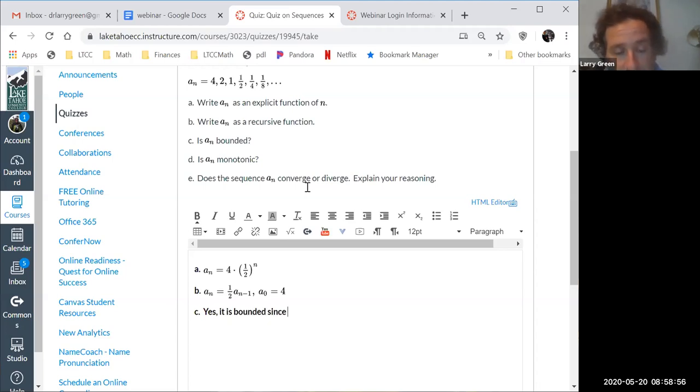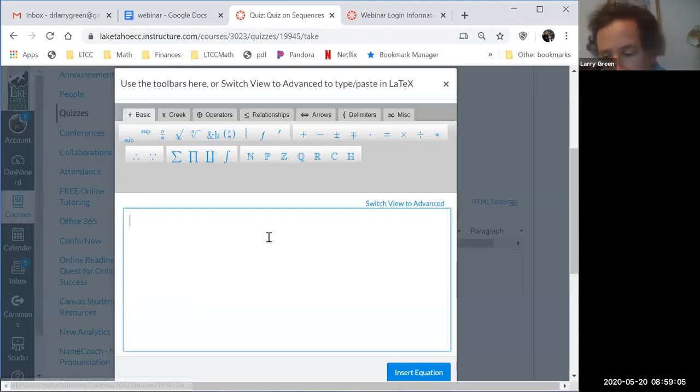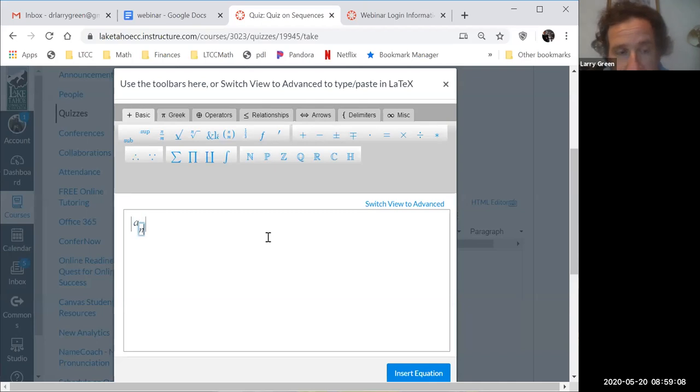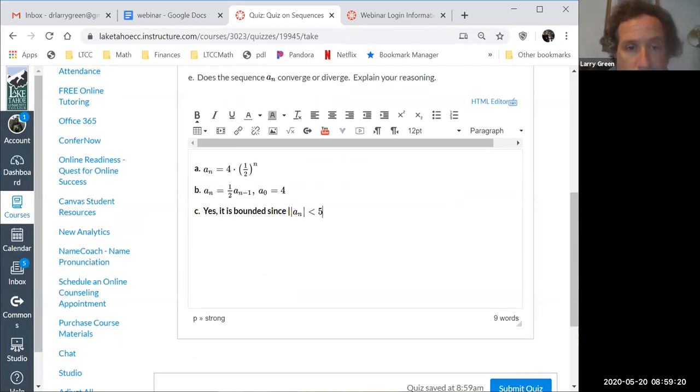Since the absolute value, I think I'll do it this way. The absolute value of a sub n is less than 5 in particular. Okay, you can say 4.1 if you want, for all n. Any questions on that? Okay, let's do part D.